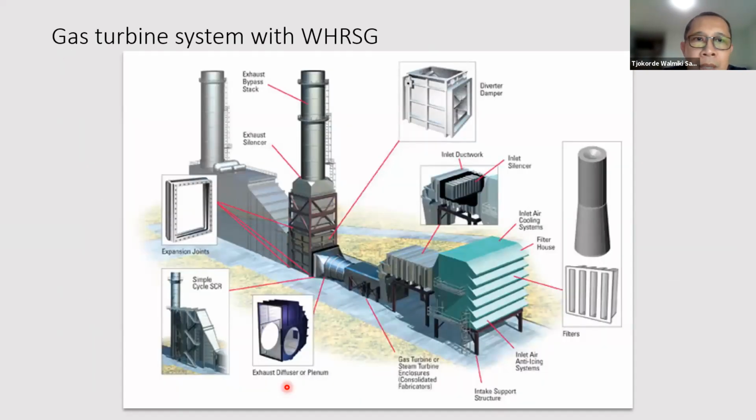Okay, this is an example of a gas turbine system with a WHRSG. Okay, waste heat recovery steam generator. There you go. Okay, right. So let's see, where's the GT? This one is the GT actually. So this small box here is the gas turbine, the GT. Oh no, this is the inlet filters. So this is the air filter for your GT.